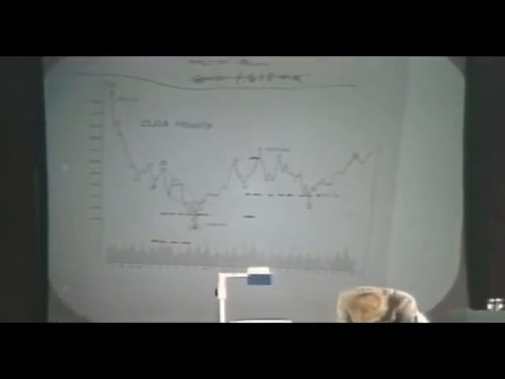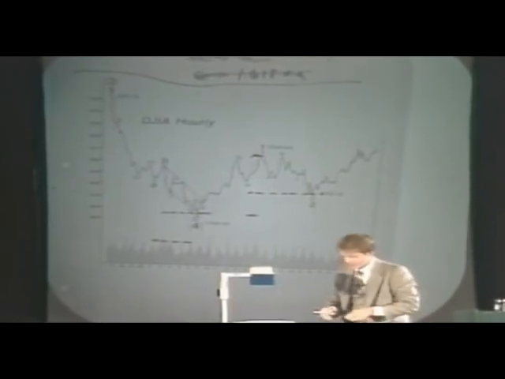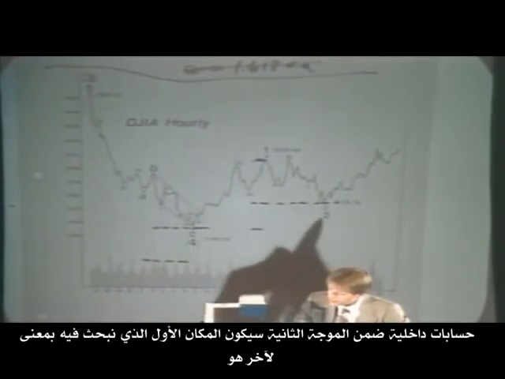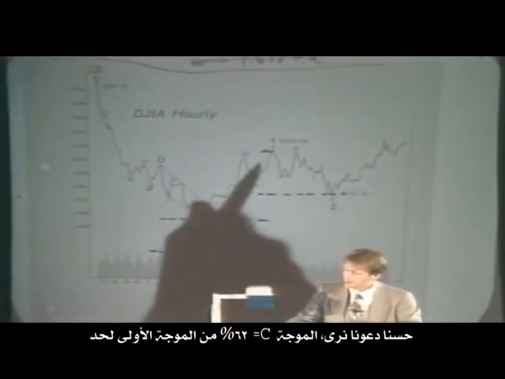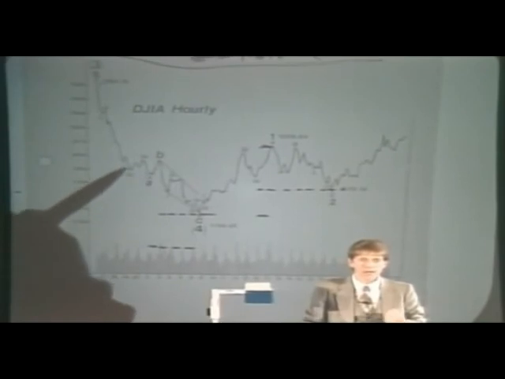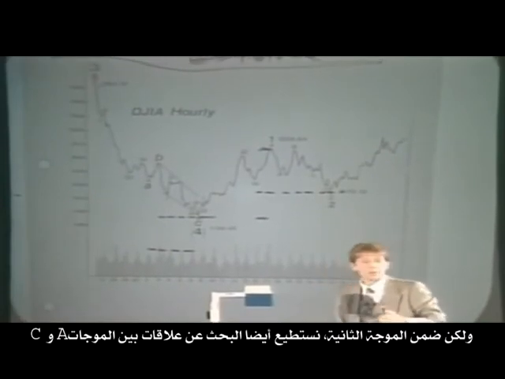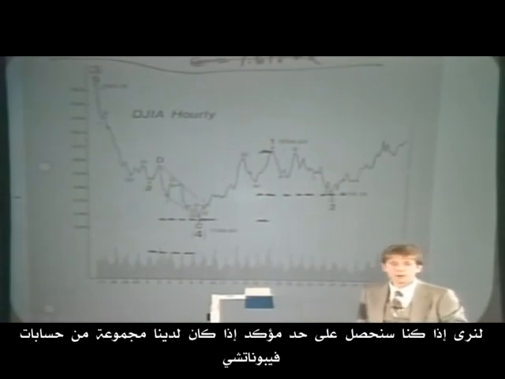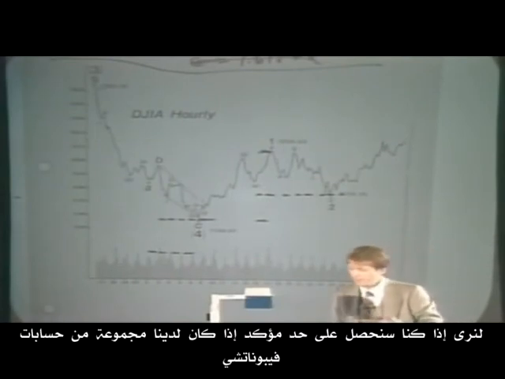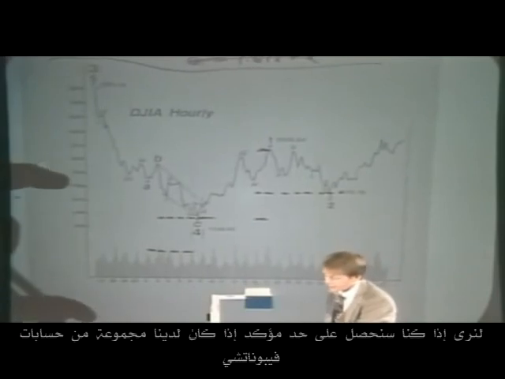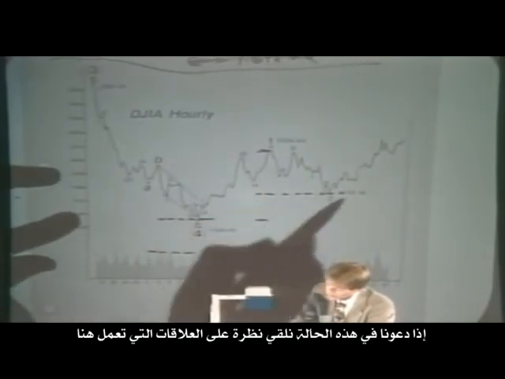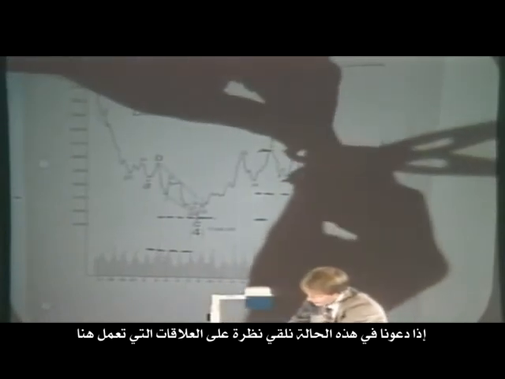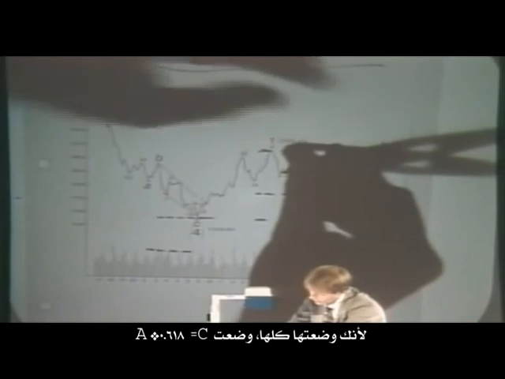if you've got internal calculations within wave 2, in other words, the first place we would look is, okay, let's see, wave 2 equals 62% of wave 1 as a target. But within wave 2, we can also look at relationships between waves A and C to see if we get a confirming target, if we get a cluster of Fibonacci calculations. So in this case, let's take a look at the relationship that works, because you'd plot all of them.